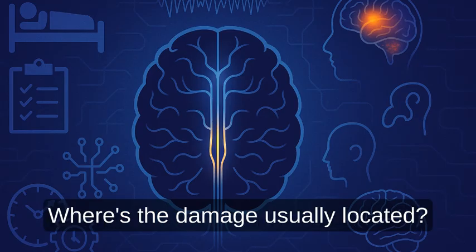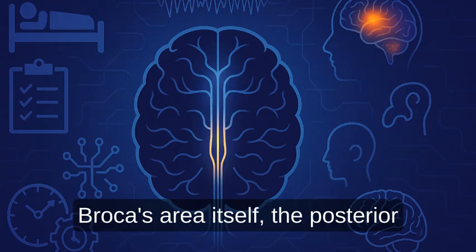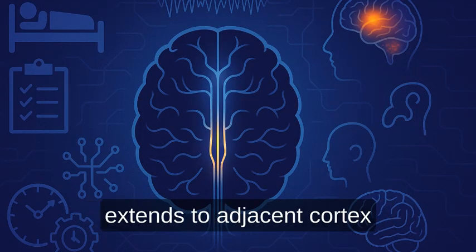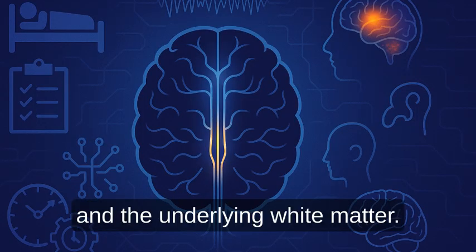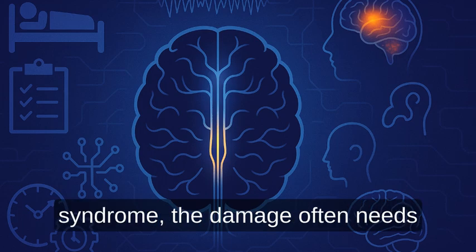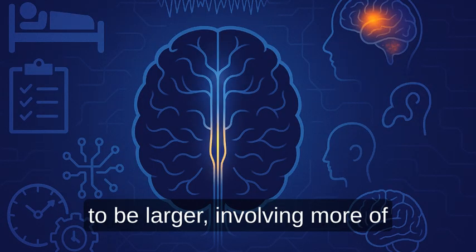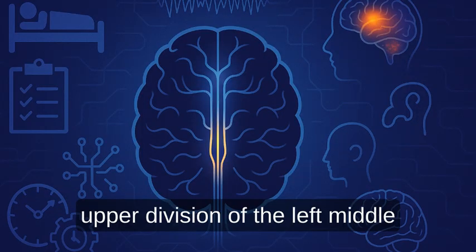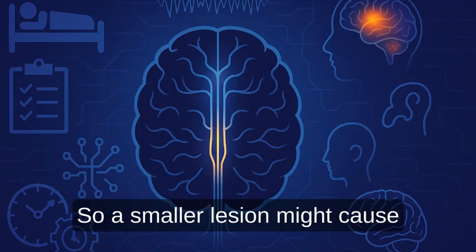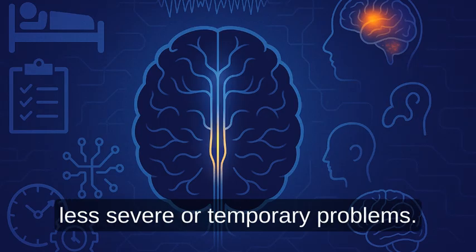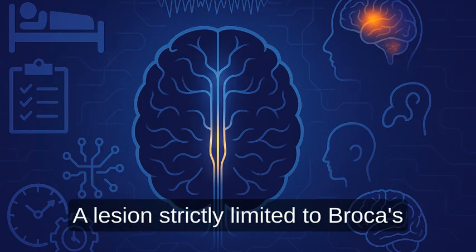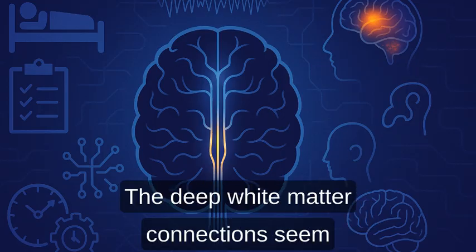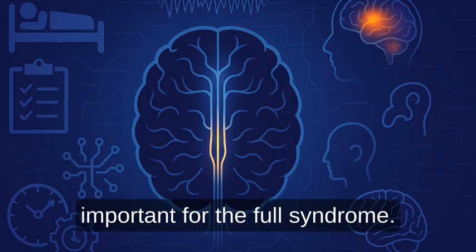Where's the damage usually located? Typically, the lesion involves Broca's area itself, the posterior inferior frontal gyrus, but often extends to adjacent cortex and the underlying white matter. To get the full persistent syndrome, the damage often needs to be larger, involving more of the frontoparietal region, usually in the territory of the upper division of the left middle cerebral artery, MCA. So a smaller lesion might cause less severe or temporary problems. Right. A lesion strictly limited to Broca's area might just cause transient mutism or mild dysarthria. The deep white matter connections seem important for the full syndrome.